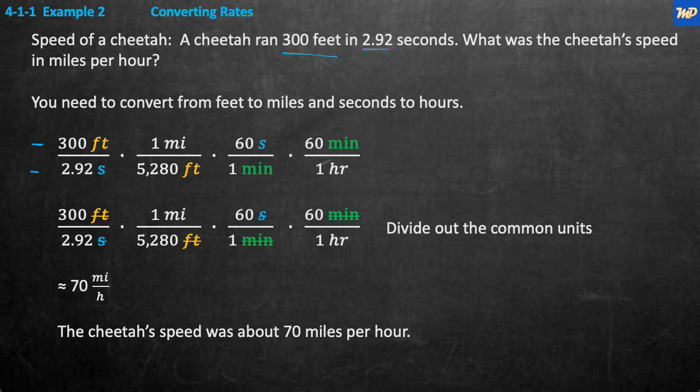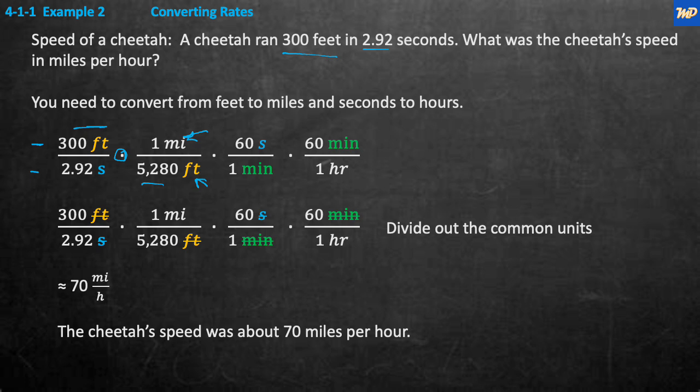But we want to get rid of the feet on the top, the 300 right here. We want to convert that to miles. So we're going to multiply by the factor that has the miles on top and the feet on the bottom. Okay, so there we have it, 300 feet per 2.92 seconds times 1 mile per 5,280 feet. So now we've taken care of the feet.